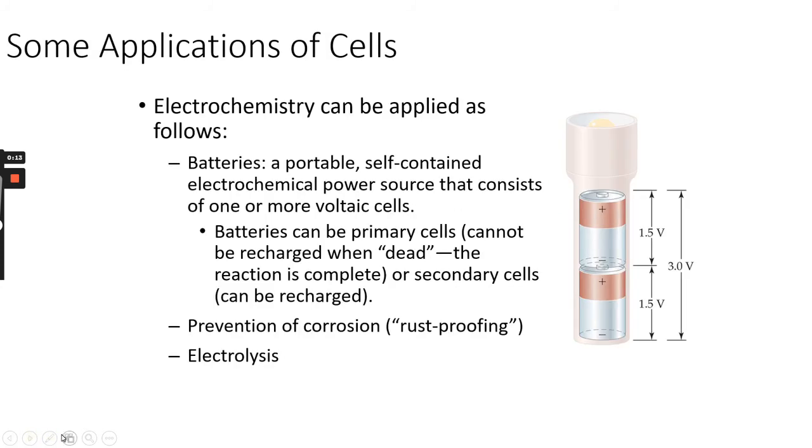So some applications of our voltaic cells are batteries. Electrochemistry can be applied as follows. You can make batteries, which are a portable, self-contained electrochemical power source. That could be one or more voltaic cells. So here, this battery is one cell, but this flashlight needs more voltage, so you have two cells set up in series. Batteries can be primary cells, which cannot be recharged, they go dead, or secondary cells, which can be recharged. You could also use electrochemistry to prevent corrosion and do something called electrolysis.